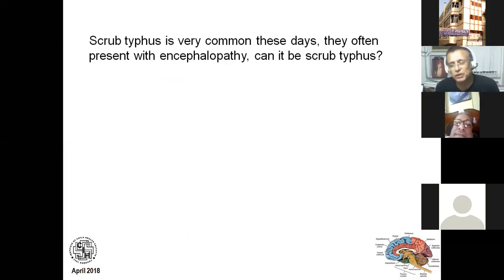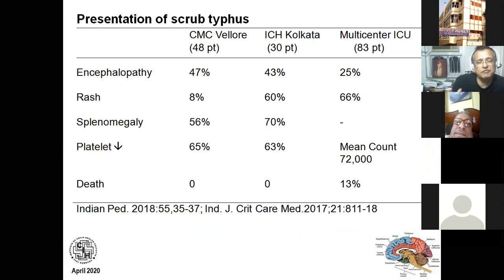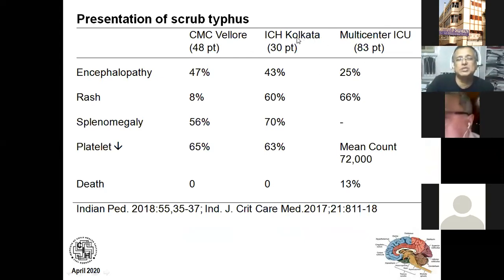Another very important differential diagnosis, scrub typhus, is very common these days. Often they present with encephalopathy. Can it be scrub typhus? I have taken three important studies, published in Indian Pediatrics 2018 and the Indian Journal of Critical Care Medicine. Pravash published this study, a multicentric ICU study done in all four quarters of the country, with 30 cases from ICH Kolkata and 48 cases from CMC Vellore. Encephalitis was fairly common in all these cases. Rash was also there, and splenomegaly was there.